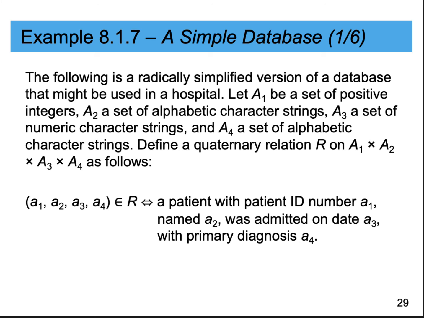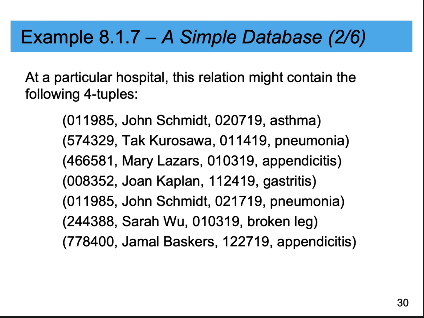Now, if we consider that the elements of set 1 are the patient ID, the elements of set 2 are the patient's name, the elements of set 3 are the date of admission, and the elements of set 4 are a primary diagnosis. This is an example of several tuples, actually. Okay? This is what a relational database does.